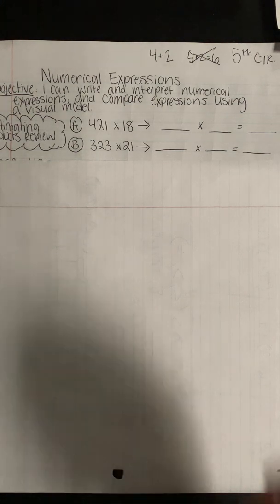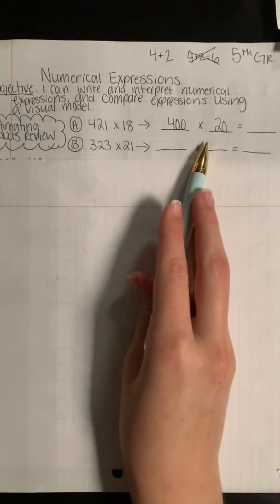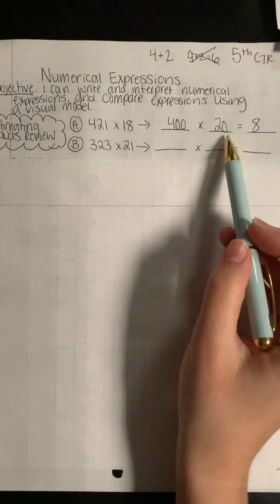For A, 421 times 18, I'm going to round to the nearest hundred and then the nearest tenth. So 421 is closer to 400 than it is to 500, and 18 is closer to 20 than it is to 10. I know my basic facts, so I can do 4 times 2 is 8, and then count my zeros, 1, 2, 3. So our answer should be somewhere around 8,000.